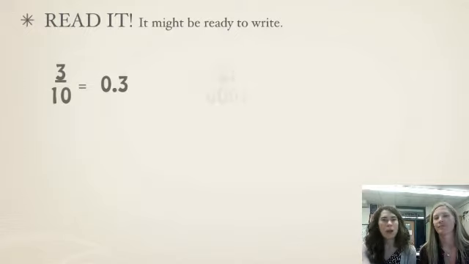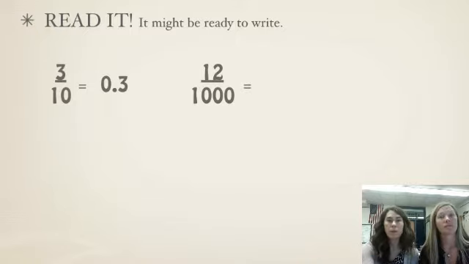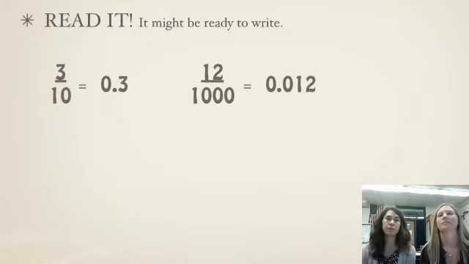We could have a bigger fraction, like 12 thousandths. Well, thinking back to what we learned about decimals and place value, that's now going to look like this. And I think there's one more example.